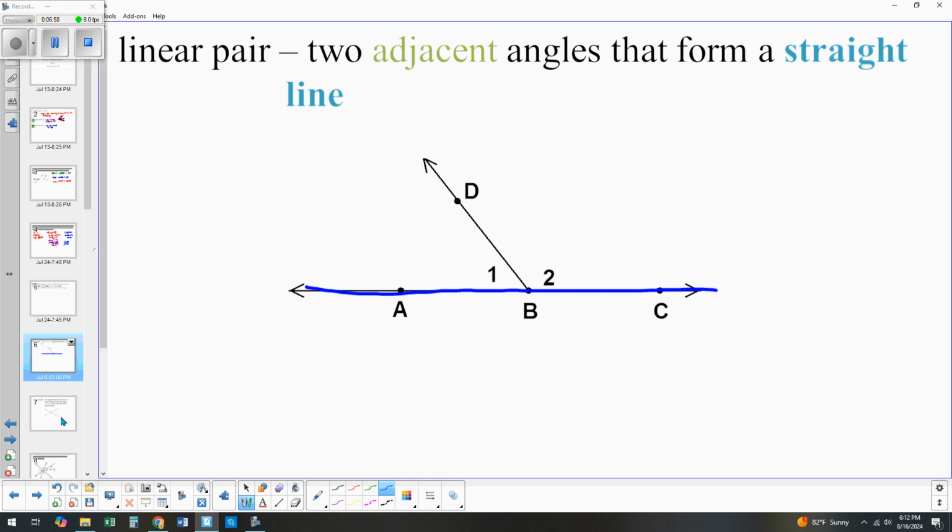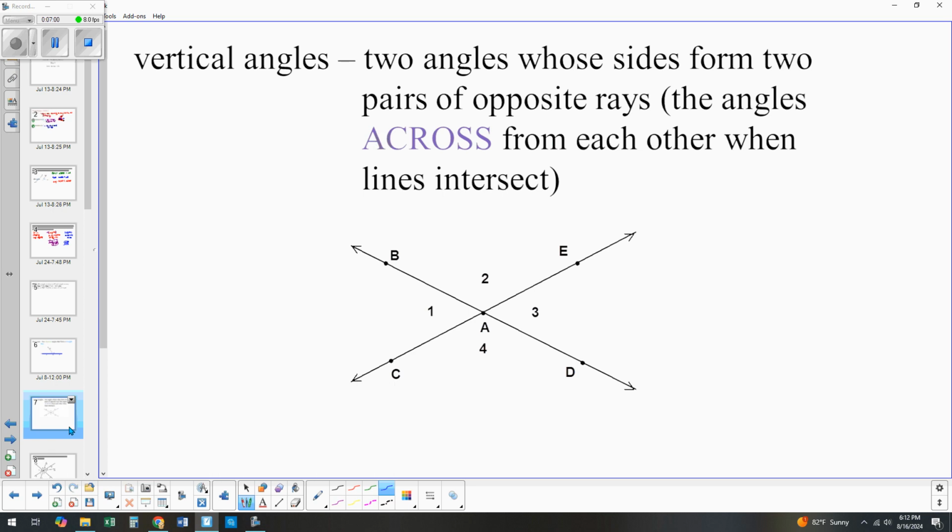The other type of angle relationship is vertical angles. This is also going to be a pair, and it's two angles whose sides form two pairs of opposite rays. So essentially, it's the angles across from each other when lines intersect. When these two lines fully intersect at this singular vertex, angle 2 is opposite angle 4. They are vertical to each other. Angle 1 is opposite angle 3.